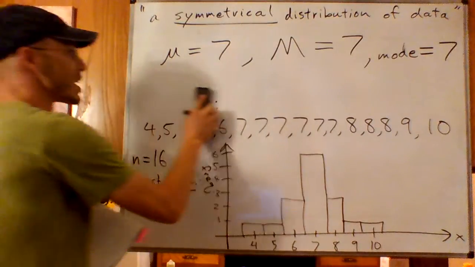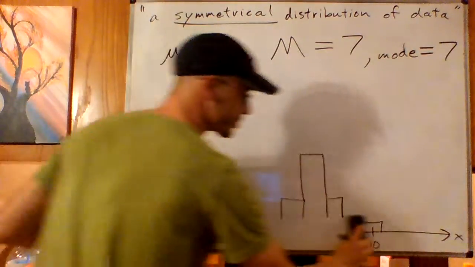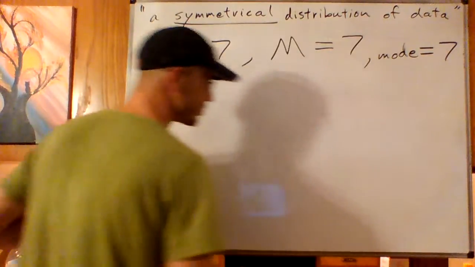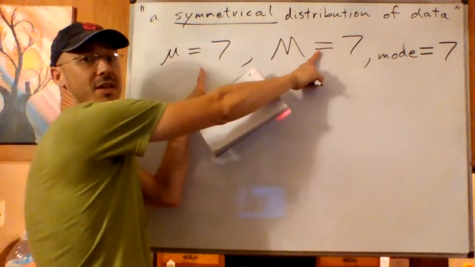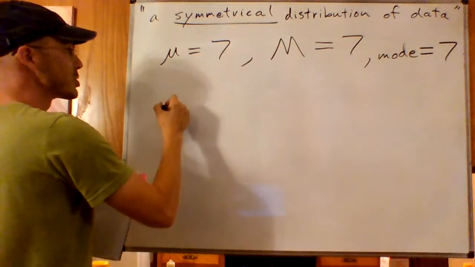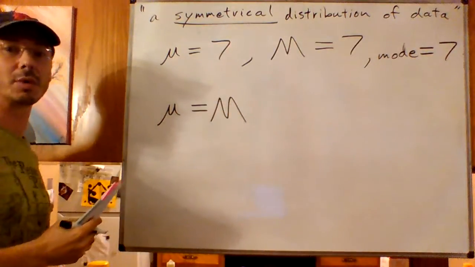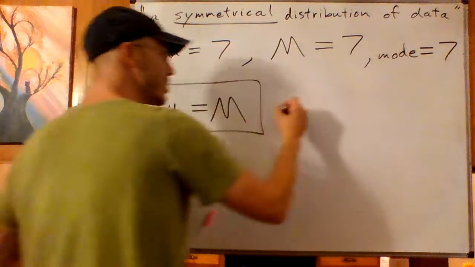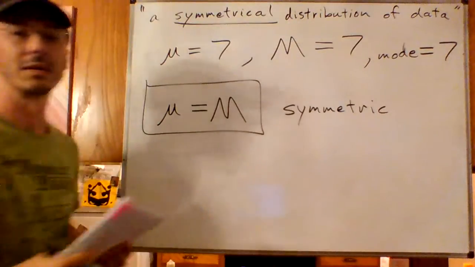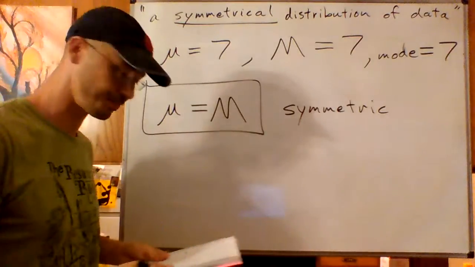Now, what I want to emphasize about symmetrical distributions is that this is not a coincidence. For a symmetrical distribution, the mean, mu, is equal to the median, m. And that is kind of the defining characteristic of a symmetric distribution, that the mean and the median are equal.